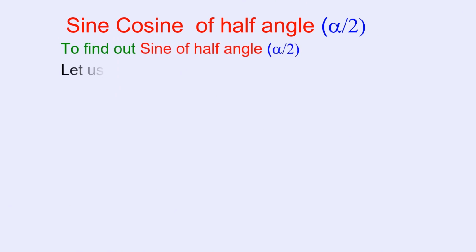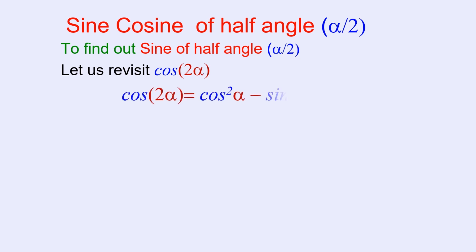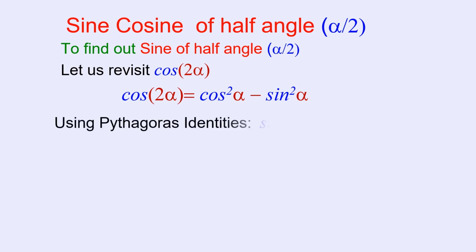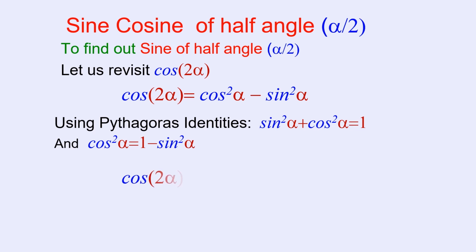Sine, cosine of half angle A by 2. To get sine half alpha, let us revisit the formula of cosine of 2 alpha using Pythagoras identities. Sine squared alpha plus cos squared alpha equals 1, and cos squared alpha equals 1 minus sine squared alpha.